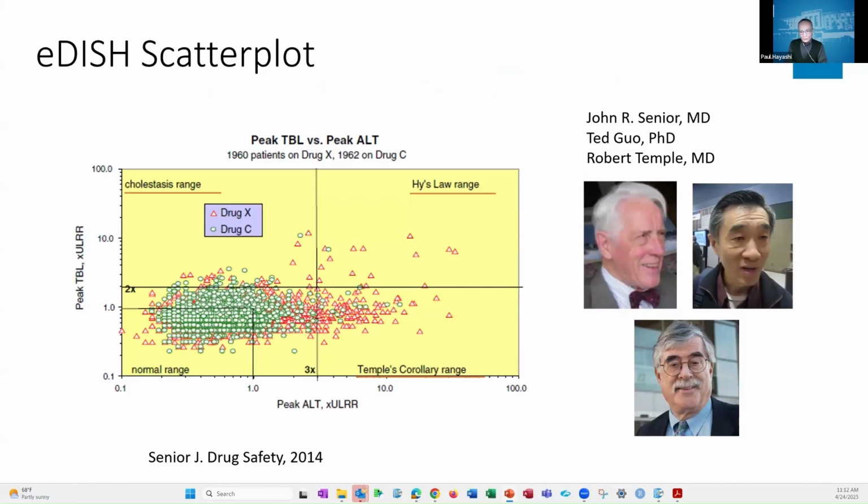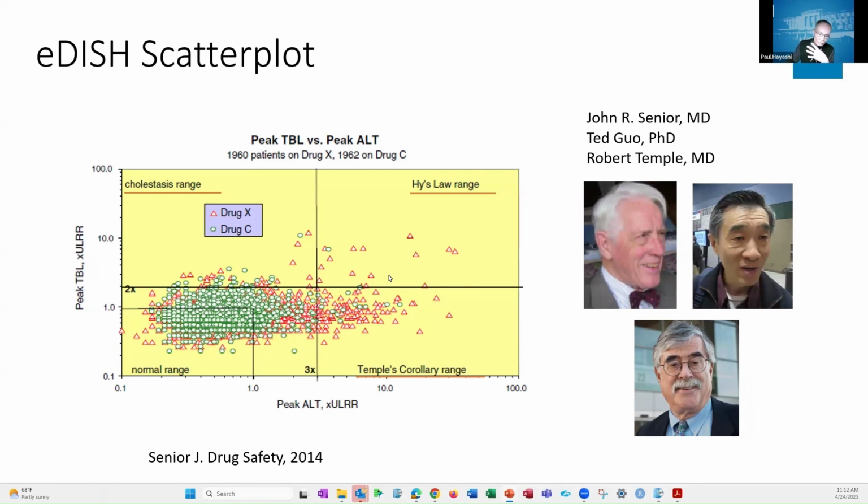It became a task of these 3 and others, like Mark Avigan and others, to say, well, how are we going to find these Hy's Law cases efficiently if we don't want to miss even 1 or 2? And this is how eDISH was born. eDISH is just a straightforward scatter plot. You plot the peak bilirubin in times upper limit of normal by the peak ALT or AST along the x-axis. And every patient is plotted by their study arm. And you get a scatter plot.